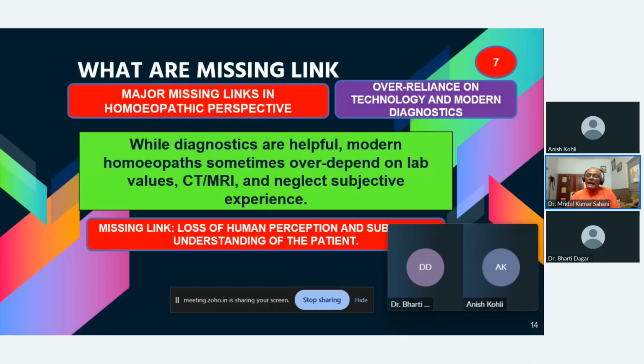Then, over-reliance on technology and modern diagnostics. Nowadays it is becoming a fashion for doctors to depend on CT and MRI. Yes, it is required and necessary to look into that. But correlating the CT, MRI or pathology with the symptoms is very important. Even in the CT and MRI report, the last line you can see is "correlate clinically." If you are unable to correlate it clinically, that will create a misunderstanding about the patient's condition.